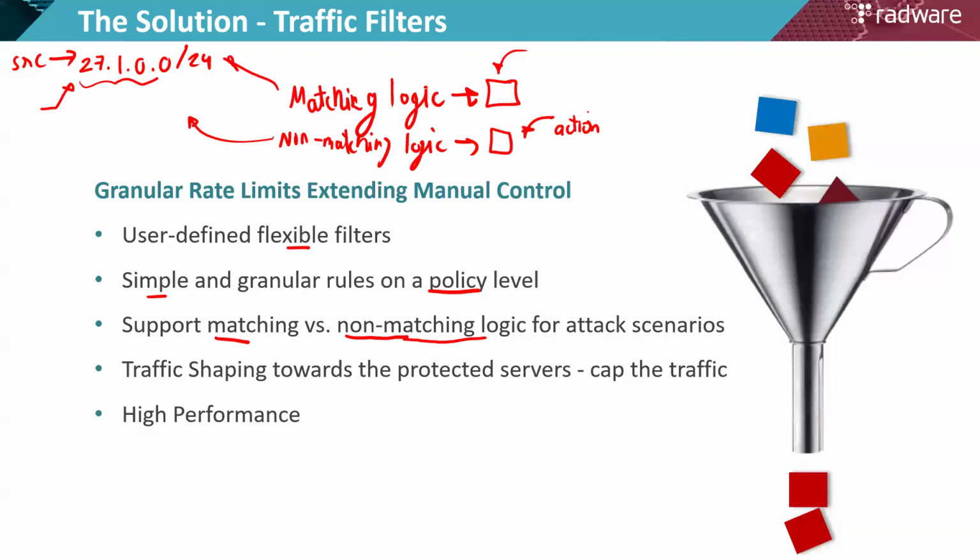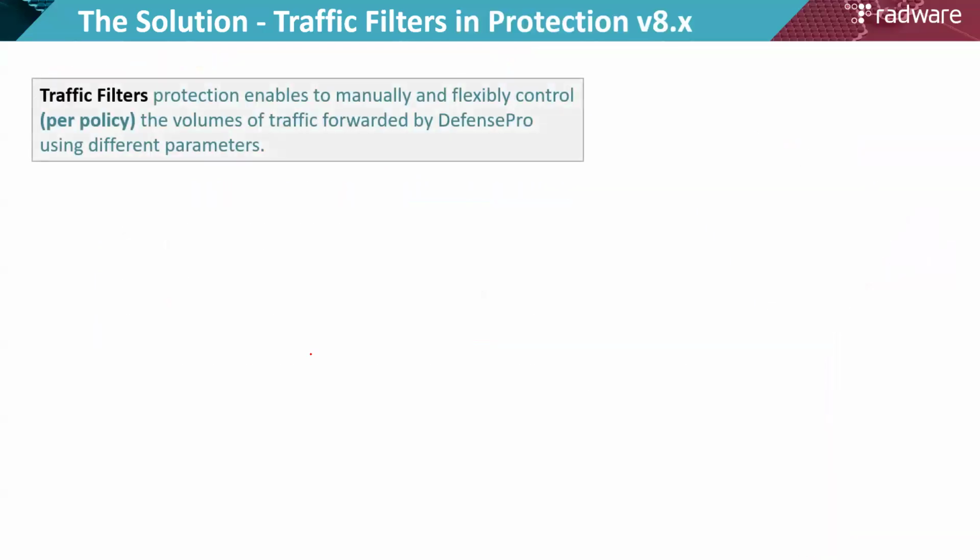So there are two options, and we can do traffic shaping as well towards the protected servers. So these are some of the things. Traffic filters: this protection enables you to manually and flexibly control, at the policy level, that means these are attached to the policies, the volumes of traffic forwarded by DefensePro using different parameters.